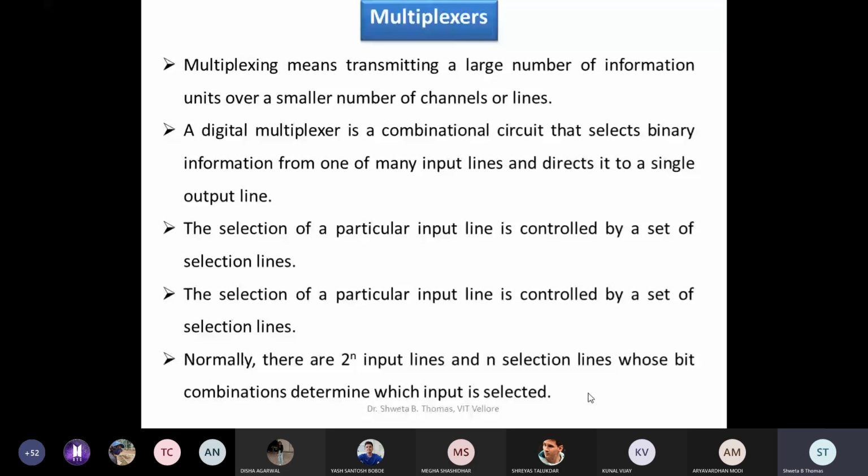So what we are doing here, multiplexing means transmitting a large number of information units over a smaller number of channels. Same as that of your decoder. Opposite, you can say. A digital multiplexer is a combinational circuit that selects binary information from one of many input lines and directs it to a single output line.